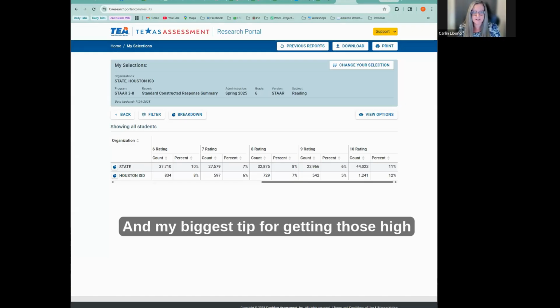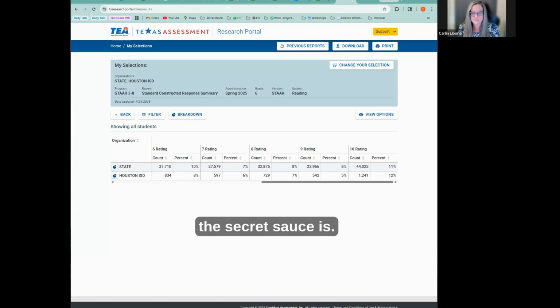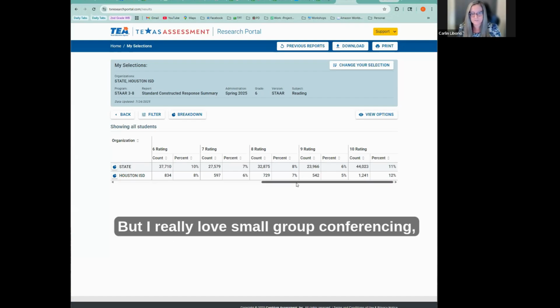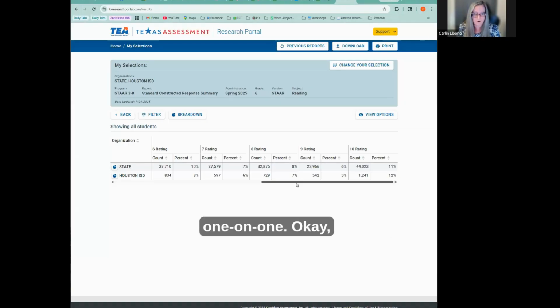My biggest tip for getting those high scores is using my ECR puzzles, which can be found in the VIP bundles. Those are the secret, and also conferencing. Small group conferencing is where the secret sauce is. And also one-on-one conferencing. But I really love small group conferencing, and it doesn't take as much time as one-on-one.